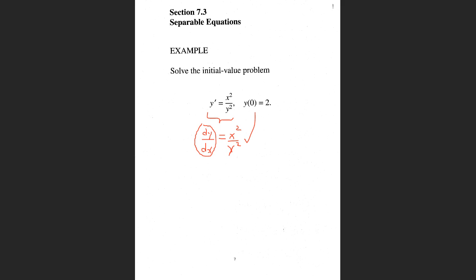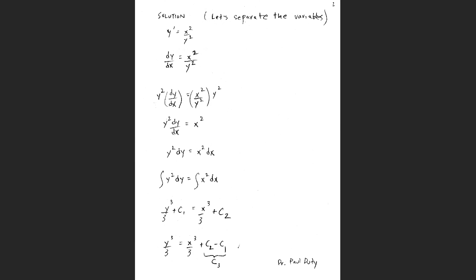Okay, so let me go ahead and show you what it means to solve a differential equation by separating the variables. On that note, I'll go to the next page and we'll look at the solution. So we want to separate the variables. Okay, so again, y prime is x squared over y squared, but that means that dy dx is x squared over y squared. Right?